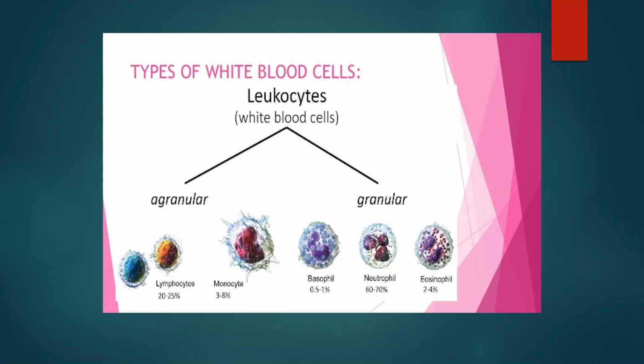The percentage of lymphocytes is around 20 to 25%. Monocytes are 3 to 8%, approximate percentage, and basophils are around 0.5 to 1%, less than 1%. Neutrophils are around 60 to 70%, and eosinophils are around 2 to 4%. So you have to memorize the percentages because I'm going to ask you in MCQs, in first term exams or your teacher exams, in the form of MCQs or fill in the blanks.